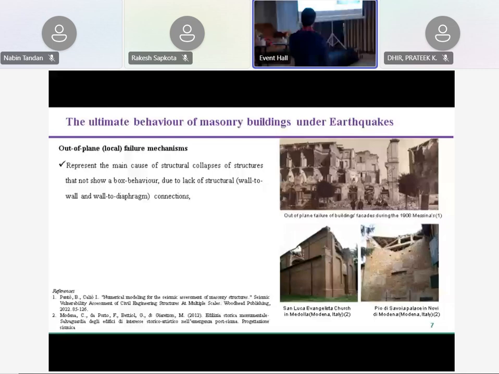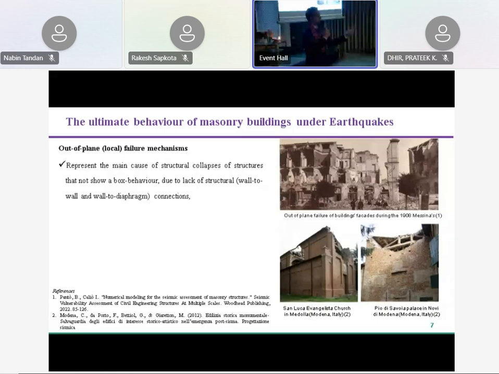When the building doesn't show a box behavior, what happens basically is that we can observe local failure mechanisms. These failure mechanisms are mainly out of plane, so they are orthogonal to the walls and they produce the rocking out-of-plane failure of some walls. We call them local because generally when they happen, the remaining part of the structure could be undamaged, while part of it has completely failed.